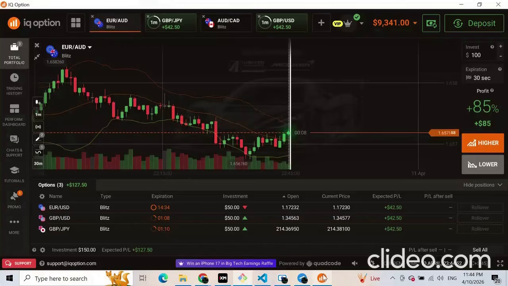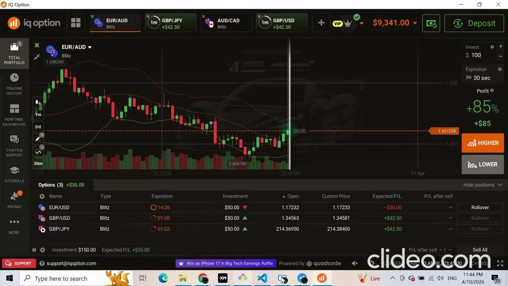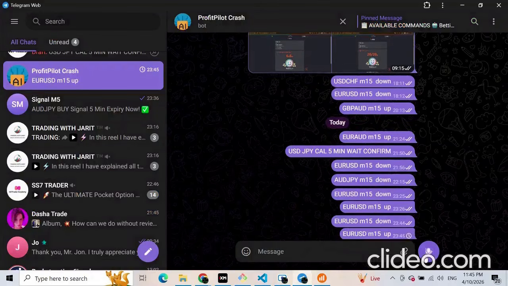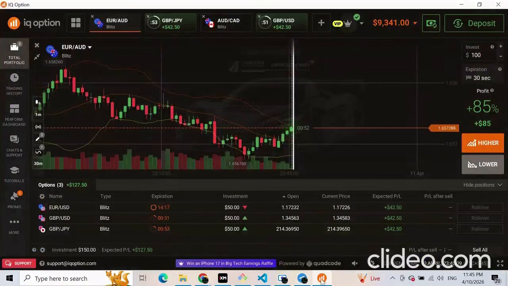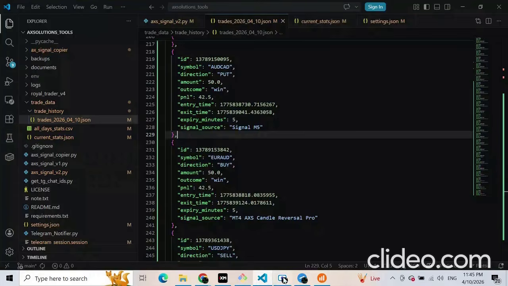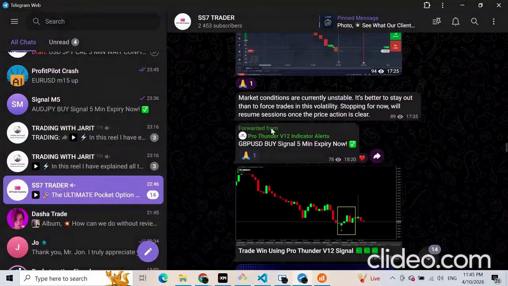And if we go to our IQ Option, here you can see the Euro USD put trade, 15-minute expiry Blitz option, right? Now instead of put, let's make it a call trade. This must execute a call trade for 15 minutes, and you can see the Euro USD Blitz 15-minute call trade, right? So another trading signal pattern is this one, GBP USD 5-minute expiry now.